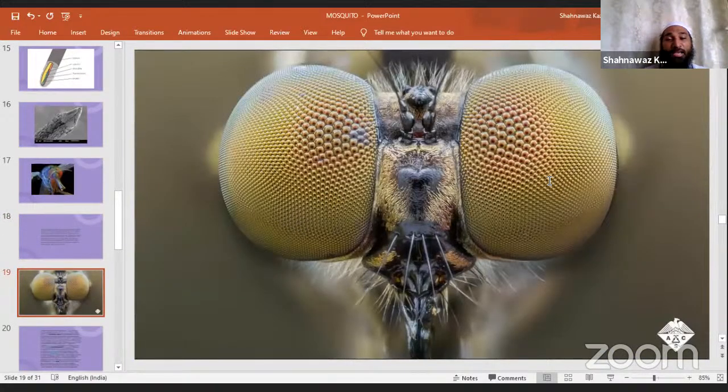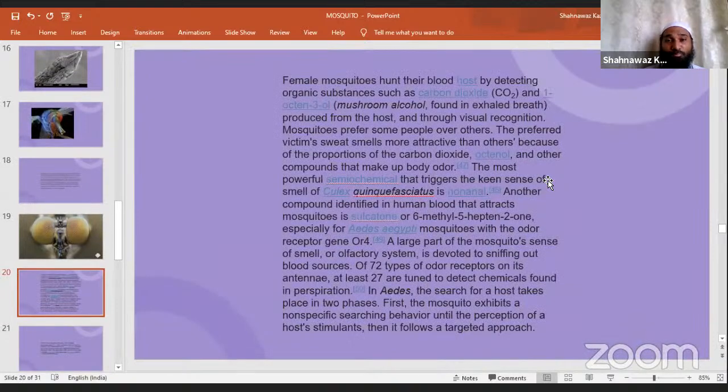This is the complex eye, and now with this kind of imaging, artificial intelligence is using the same type of lenses, hundreds of them, and creating images. So we are learning from the mosquito, right? In fact, we are learning from Allah subhanahu wa ta'ala's knowledge that Allah Ta'ala has given us to study this kind of mosquito.